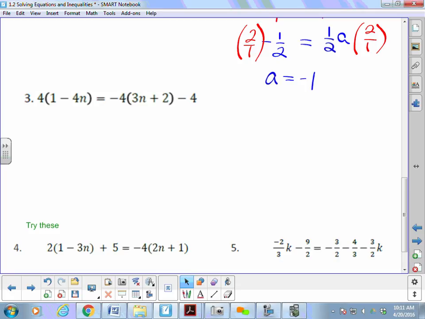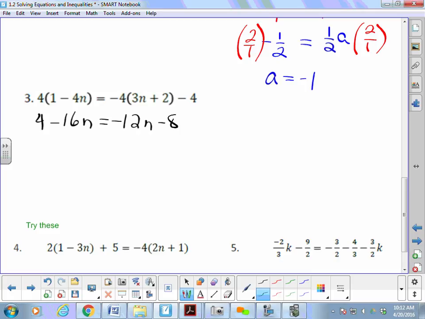I got a bunch of parentheses, right? So if I have parentheses, the first thing I need to do is get rid of them. So we got 4 minus 16n equals negative 12n minus 8 minus 4. All right, so I got rid of the parentheses. Now what?